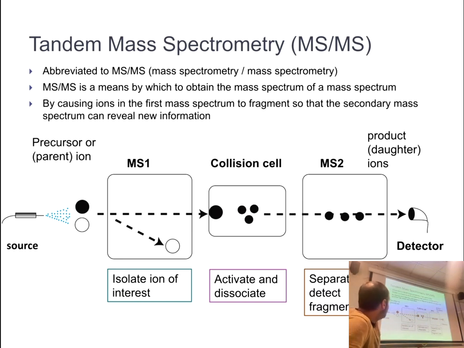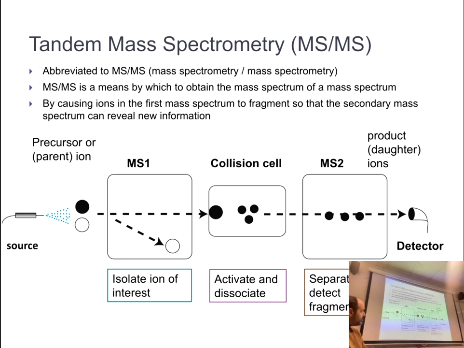It's a means by which to obtain the mass spectrum of a mass spectrum. Usually what we do is cause ions to fragment, and then the second mass spectrum reveals the fragment information. So here, let's say we've got two ions of different masses. Do you remember we can use a quadrupole here? Of the mass analyzers, I told you the quadrupole can be fine-tuned, so you can isolate a specific mass to charge ratio. So you can just select this ion here.